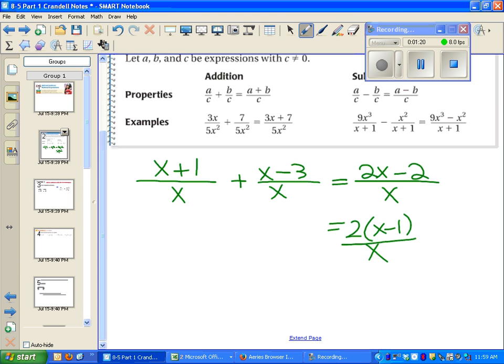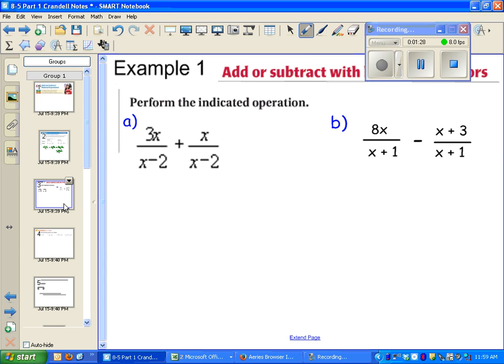Either answer is fine because there's nothing I can reduce. So that's pretty much it for like denominators. Keep the same name, combine like terms on the top, and you'll be good to go. So let's do an example. If you have this, do A. B is a little more tricky, but if you can pause it and do these two, awesome, do that. If not, all right, so we're going to keep the same name.